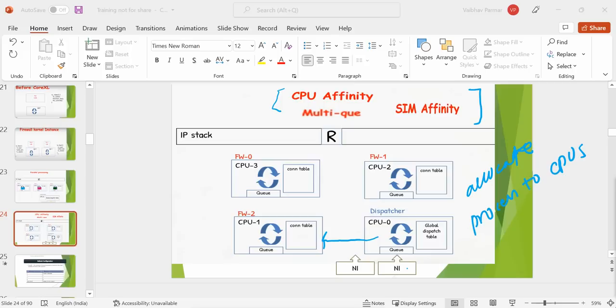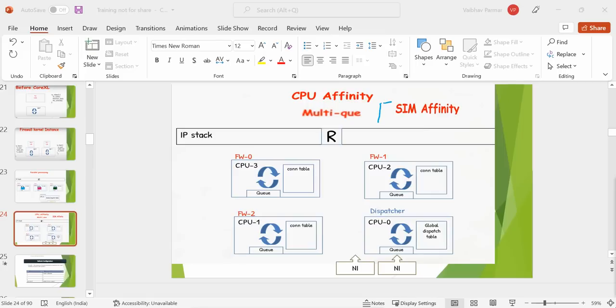CPU1 will handle the packets coming out of the FWD process only. Consider that the FWD process manages all the logging things, so all the logging packets will be handled only by CPU1, right? That is what we call CPU affinity. Any doubt here? No? Great. Next.